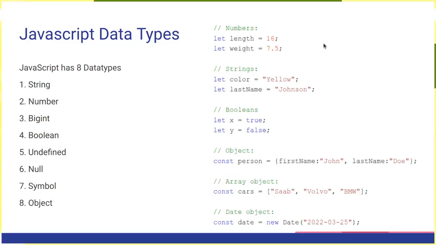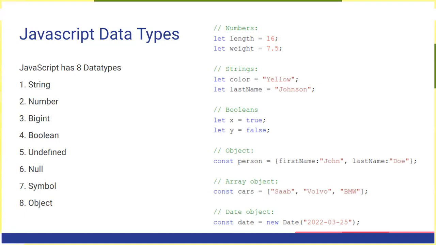In the previous video, we covered variables in JavaScript, but ideally we need to know about the data types which we can use in JavaScript. In JavaScript, there are 8 data types which we can use in our programming. First is string, number, BigInt, boolean, undefined, null, symbol, and object. Out of these 8, I'm going to discuss the mandatory ones in detail.